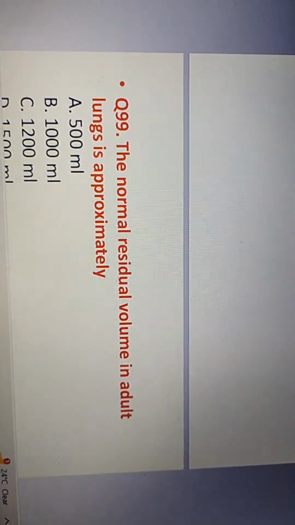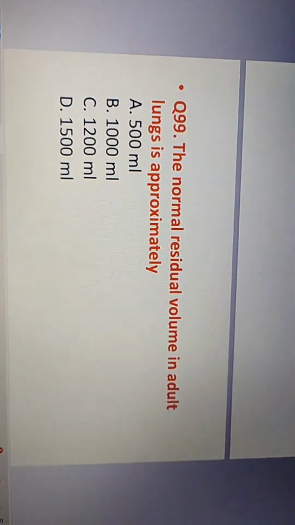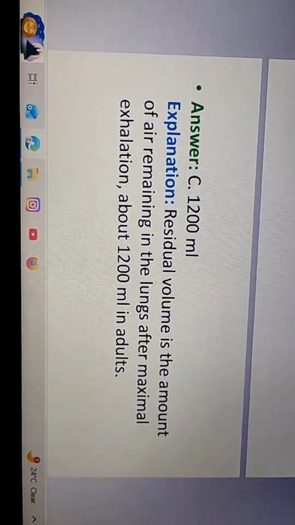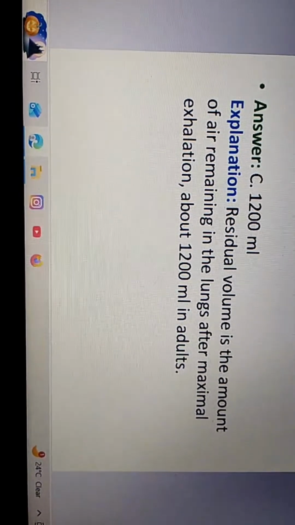The next question, normal residual volume in adult lungs is approximately? Option A 500 ml, option B 1000 ml, option C 1200 ml, option D 1500 ml. The correct answer is option C 1200 ml. Residual volume is the amount of air remaining in the lungs after maximum exhalation, about 1200 ml in adults.